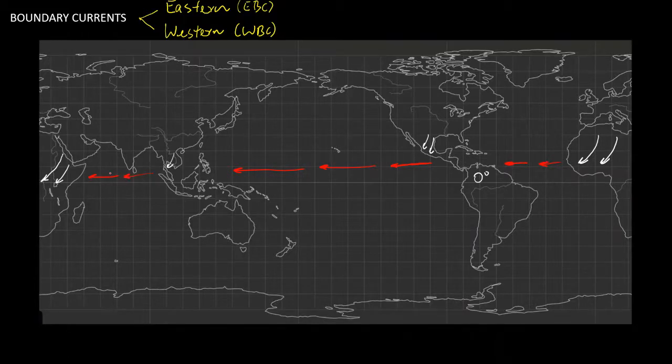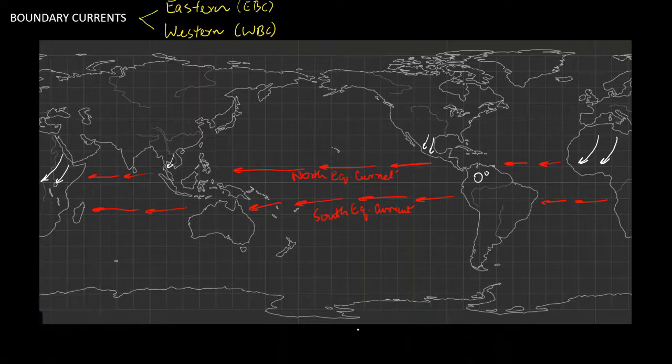This equatorial current, which is flowing in the northern hemisphere, is called the north equatorial current. Similarly, there are trade winds in the southern hemisphere as well. So we have one more equatorial current, which is in the southern hemisphere. It is called the south equatorial current in all the oceans.